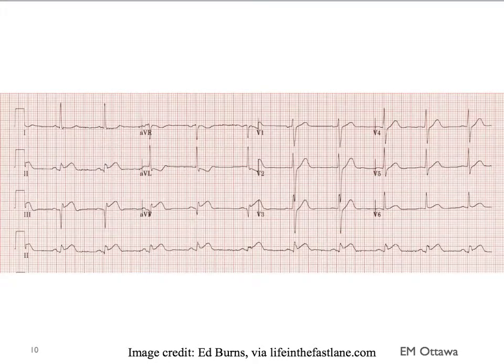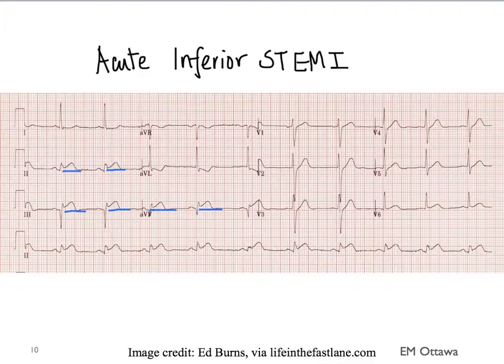Let's look at this ECG. You can pause here to decide where the ST elevations are and whether it belongs to the same territory. The ST elevations are in 2, 3, and AVF. That is the inferior portion of the heart. Therefore, this is an acute inferior ST elevation myocardial infarction.